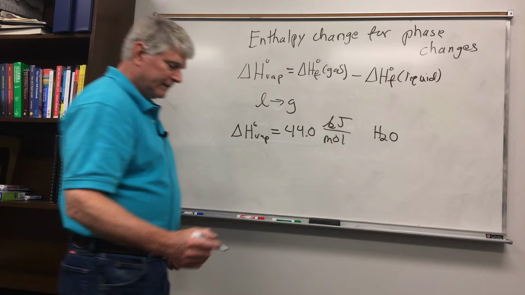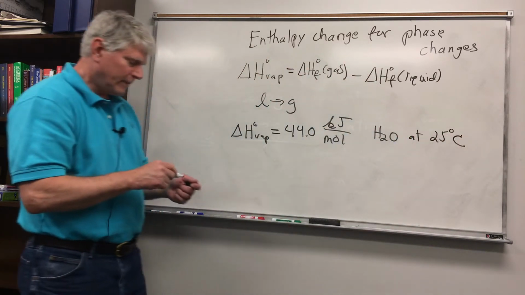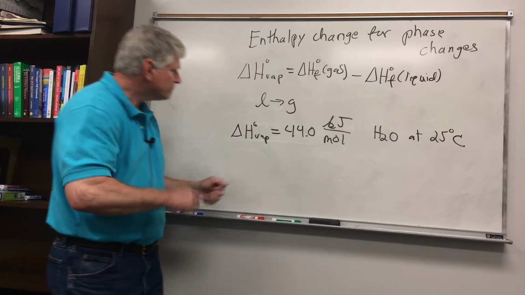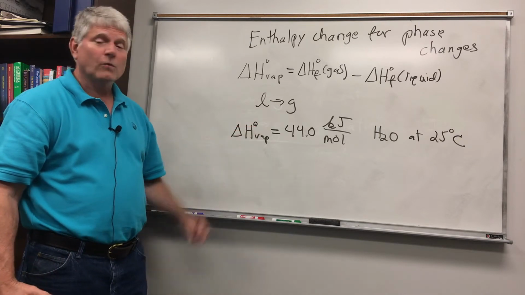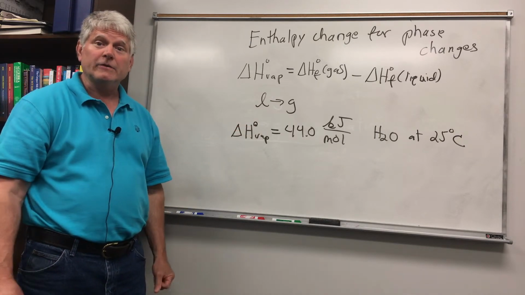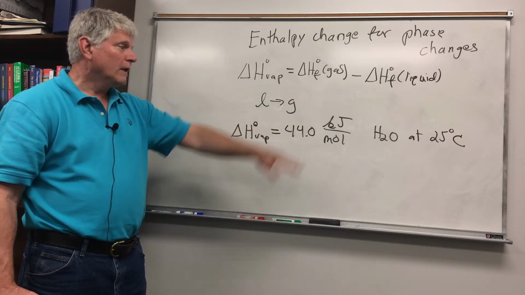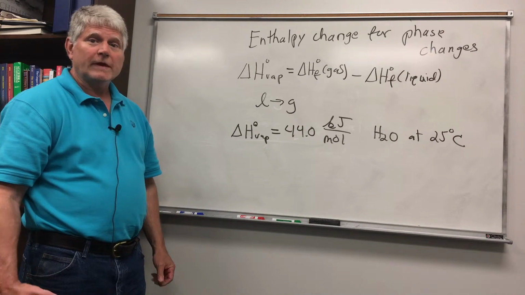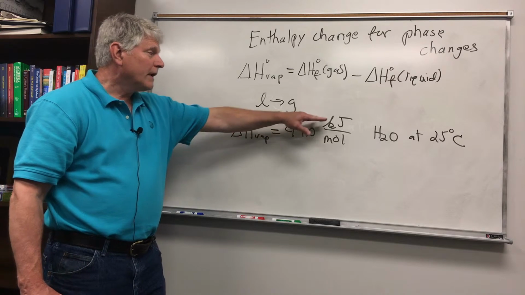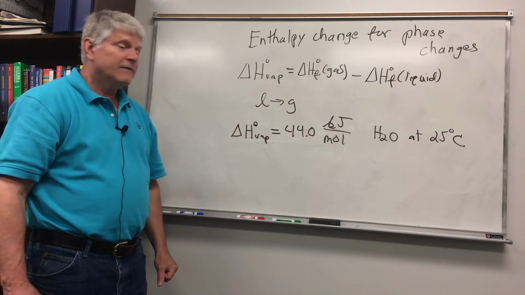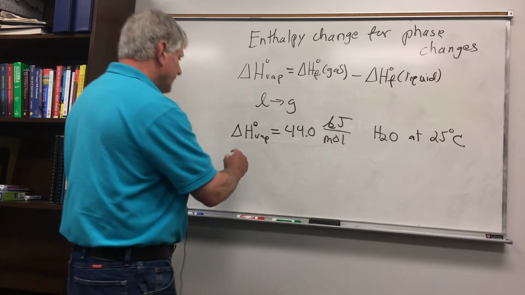for water at 25 degrees centigrade. So remember this superscript O, doesn't look much like an O. Superscript O just stands for 1 atmosphere pressure at a particular temperature that we pick. So it's 44 kilojoules per mole at 25 degrees centigrade. So if we have water at 25 degrees centigrade, it takes 44 kilojoules to evaporate a mole of water from that liquid at 1 atmosphere.